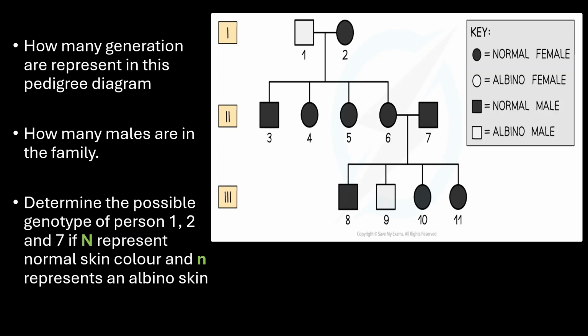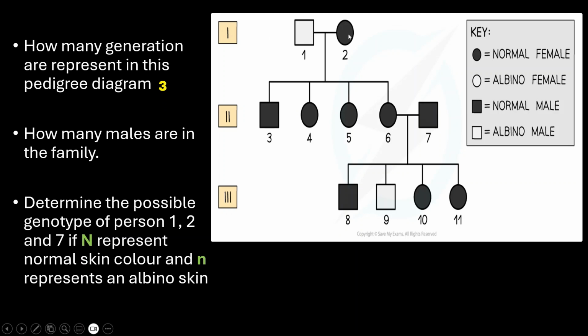So this is how it goes. To determine the generation, you do it horizontally. So 1 and 2 form the first generation. 3, 4, 5, 6, 7 form the second generation. 8, 9, 10, 11 form the last generation. So over here, we have 1, 2, 3 generations. So the answer is going to be 3.